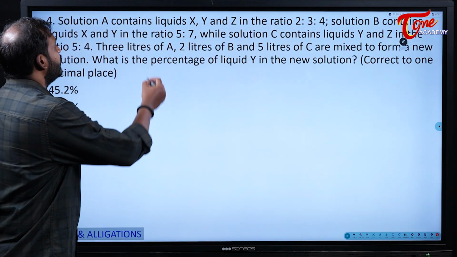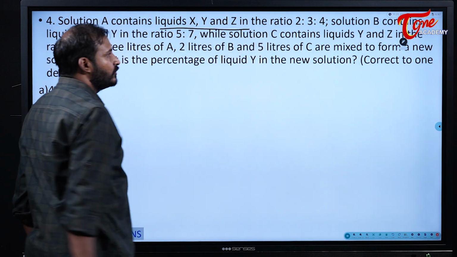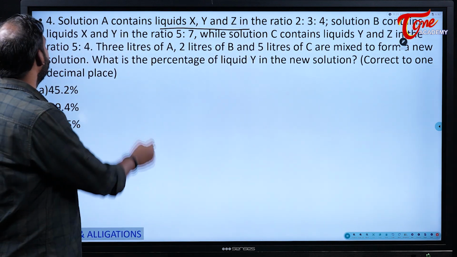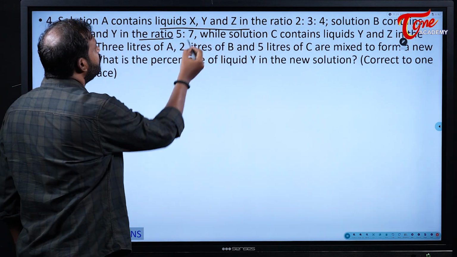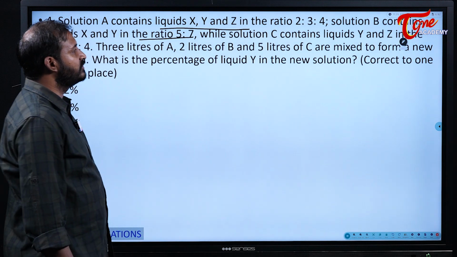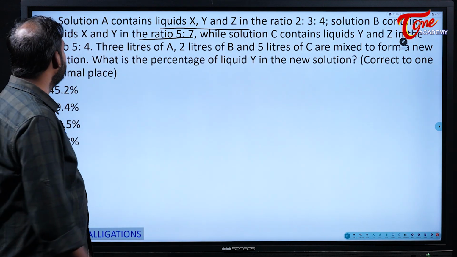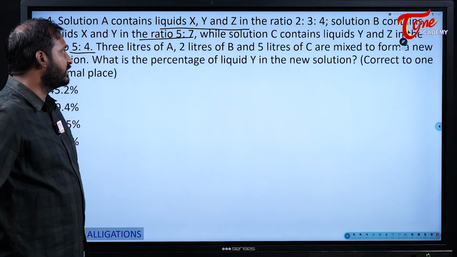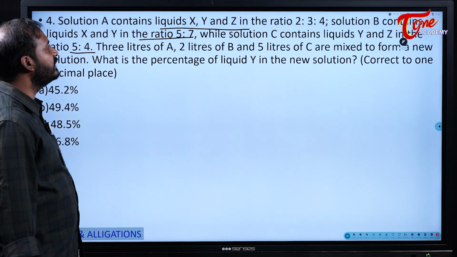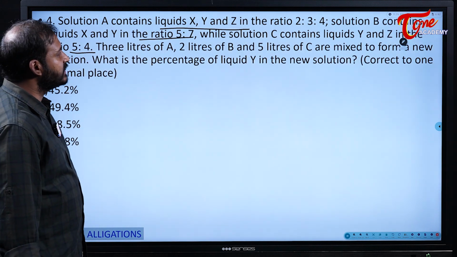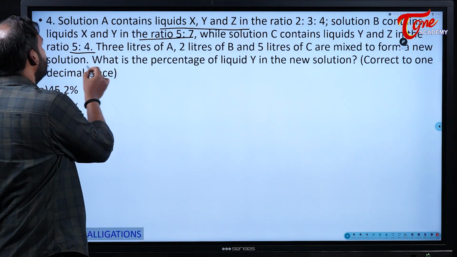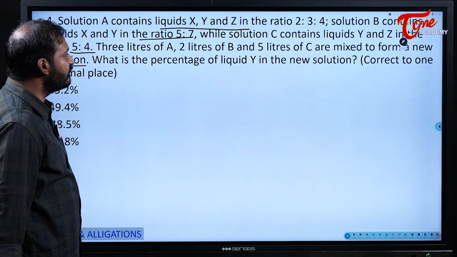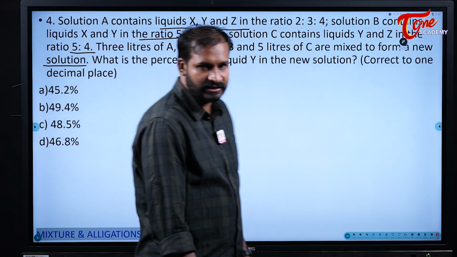Solution A contains liquids X, Y, Z in the ratio 2:3:4. Solution B contains liquids X, Y in the ratio 5:7, while solution C contains liquids Y, Z in the ratio 5:4. 3 liters of A, 2 liters of B and 5 liters of C are mixed to form a new solution. What is the percentage of liquid Y in the new solution? That is the question for us.